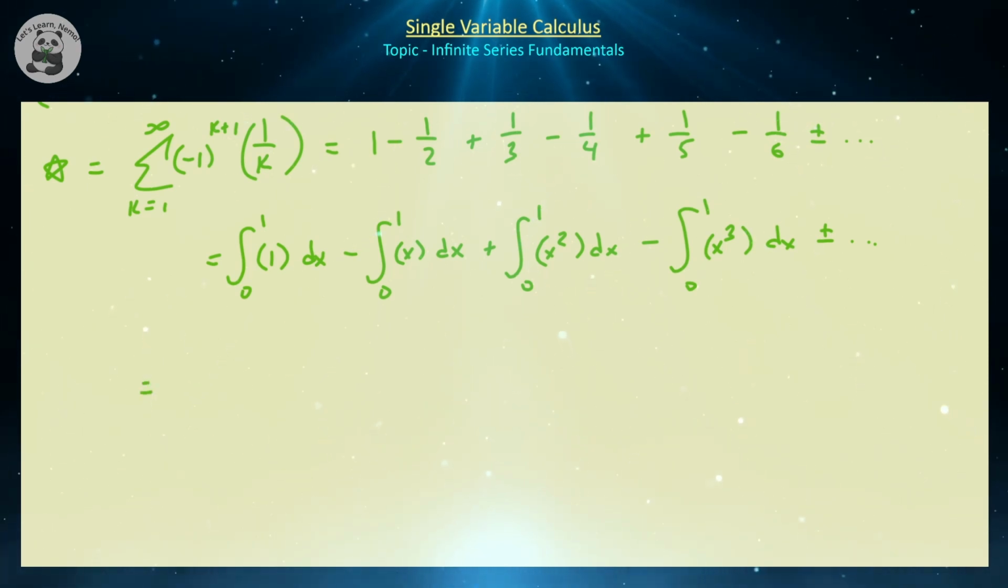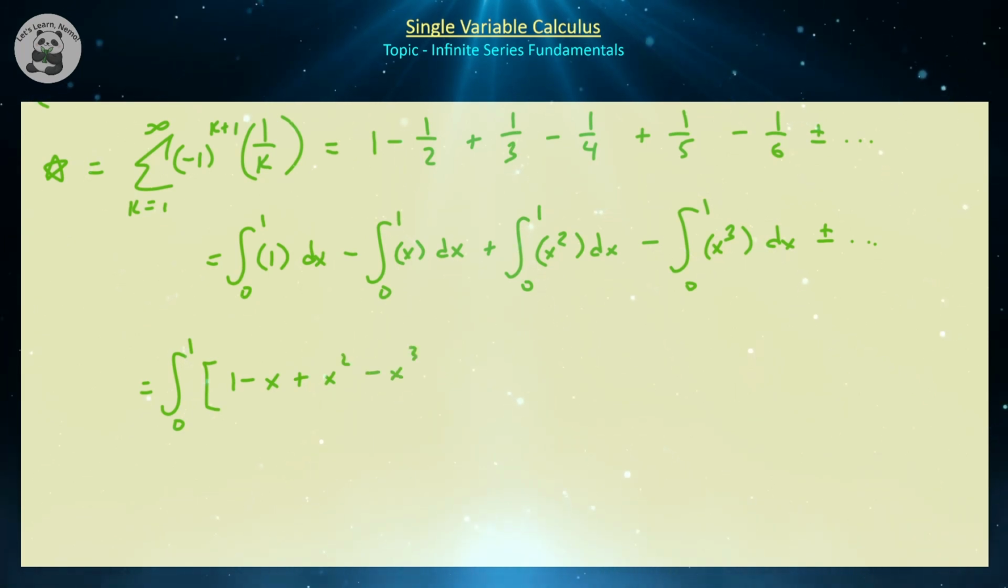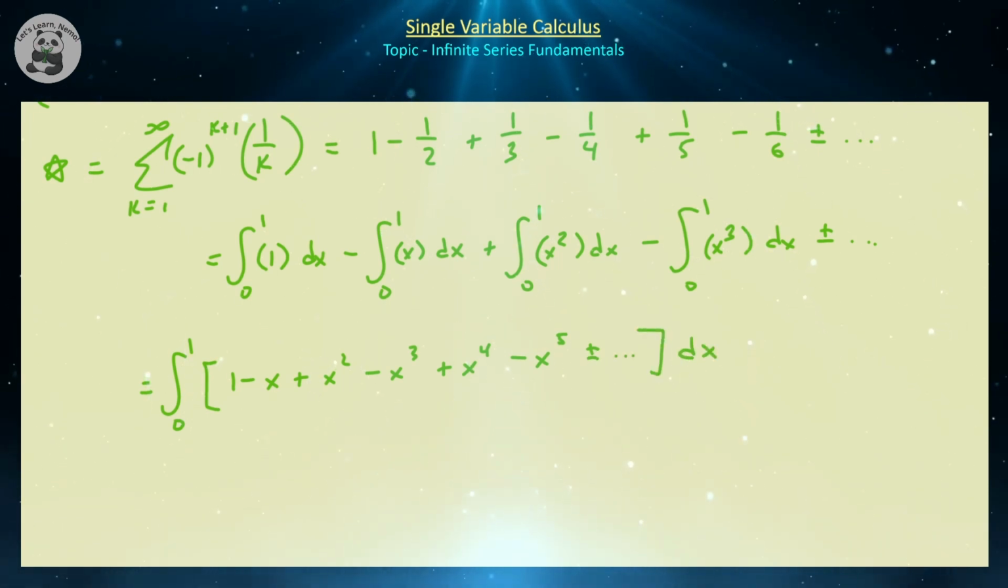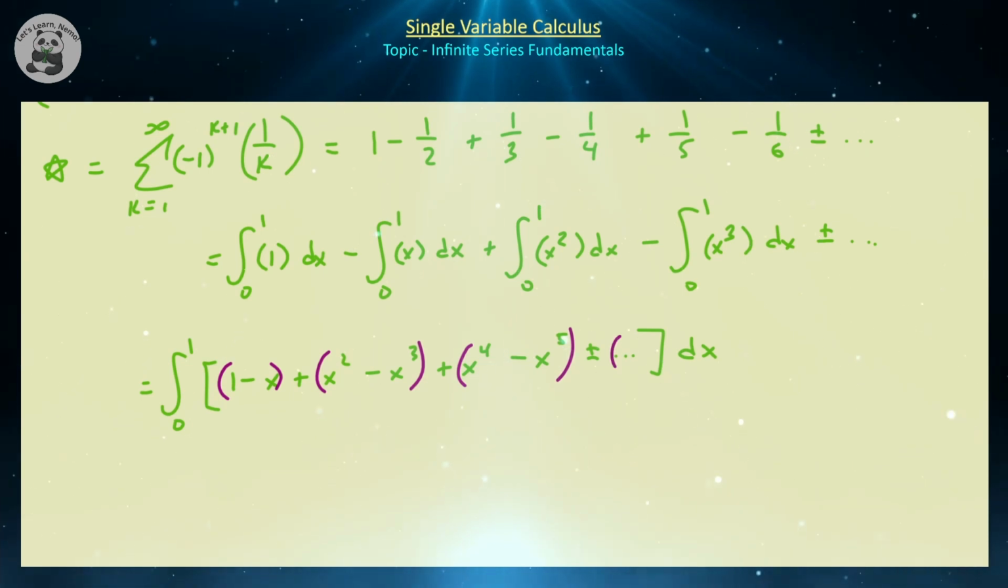So since integrals are linear operators, we can factor out that integral. So we have the integral from 0 to 1 of 1 minus x plus x squared minus x cubed plus x to the 4th minus x to the 5th plus minus, and so on. And we're integrating with respect to x, and we have this expression. So what I want to do now is factor out 1 out of those two terms, x squared out of those two terms, x to the 4th out of those two terms, and continue factoring by grouping.